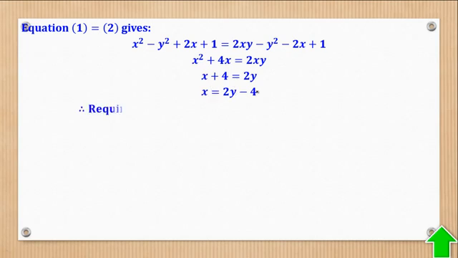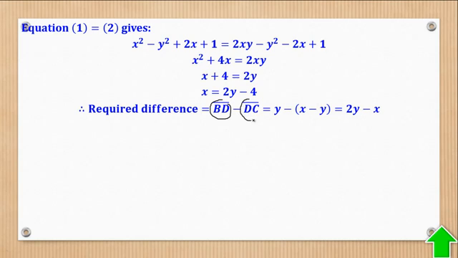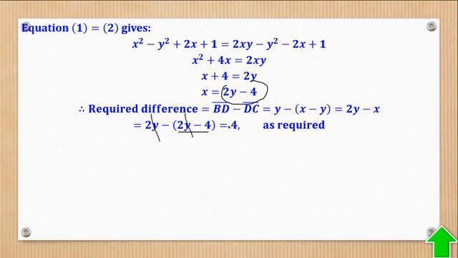Now we shall come and say that the required difference is BD minus DC. So BD was y, and this is x minus y. Open brackets to come up with 2y minus x. But we know that x is this. So come and substitute for x. You realize that this and this cancel, remain with 4, and that's what they wanted.